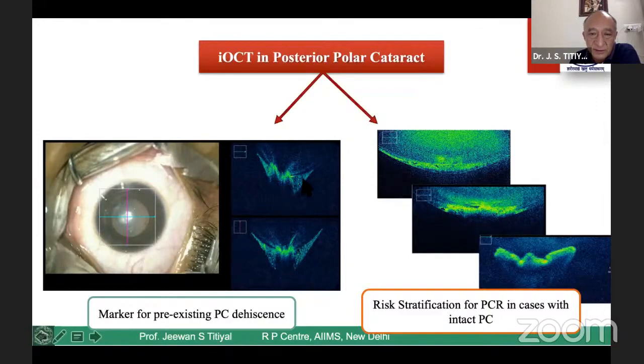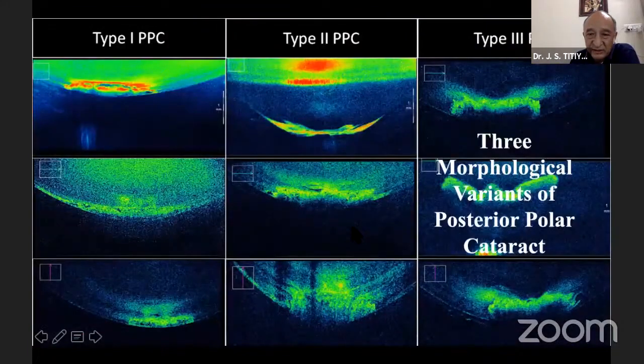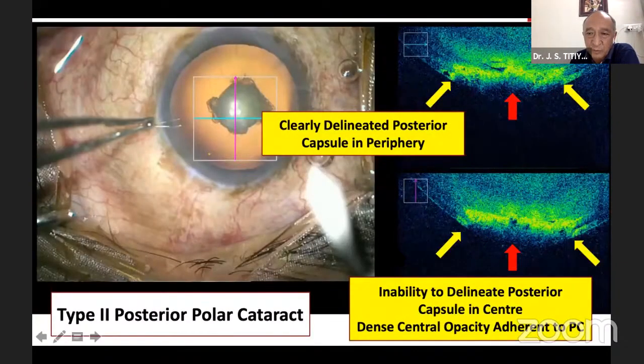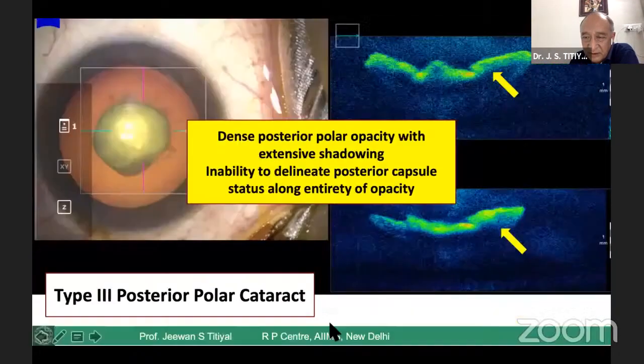So you can see here, this is a totally defective opening in the posterior capsule in a congenital case. These are other varieties where you have an intact posterior capsule. They can also be classified depending on the morphology of cataract. This is what you can assess, the entire posterior capsule. This is type 1. Type 2, where you can't assess the pole, but periphery, you can see the posterior capsule. So in these cases you still may have an intact posterior capsule.